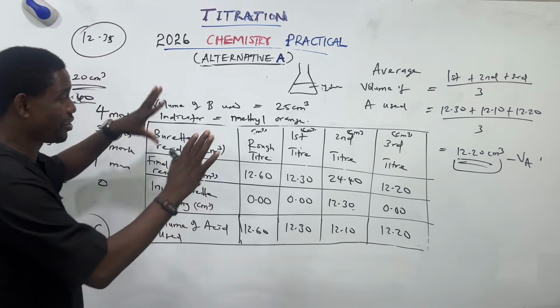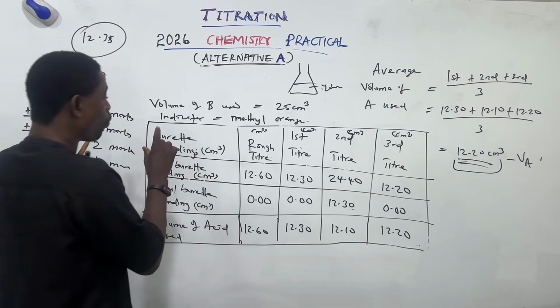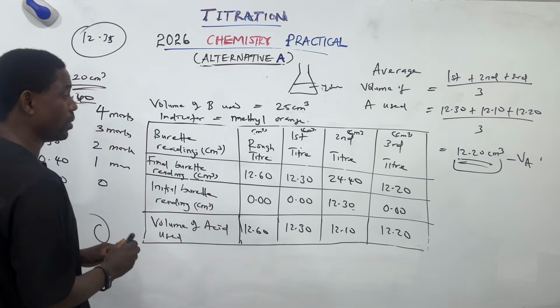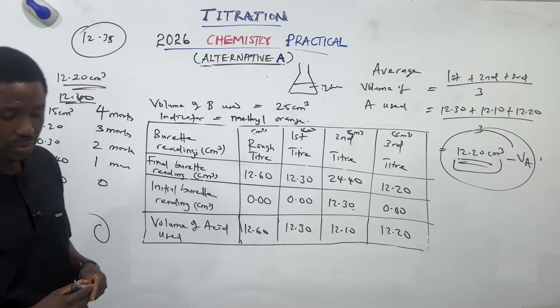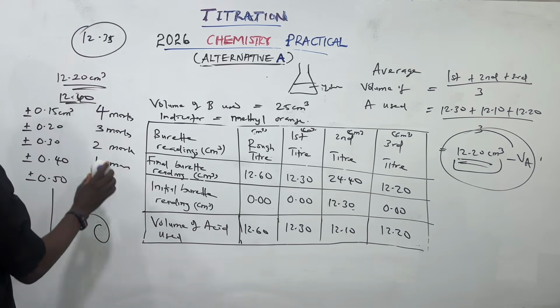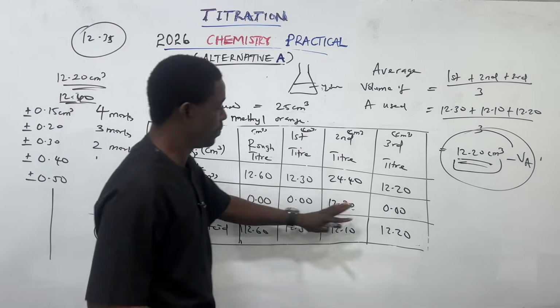So let's quickly check how we're going to use this. Now I'm going to clean this table, because what we really need from this table is to get our marks, because the titer values are well done. Then we are only interested in the 12.20 for the calculation, that is the titre value. I'm talking about the volume of acid. That's what we want to use for these calculations.